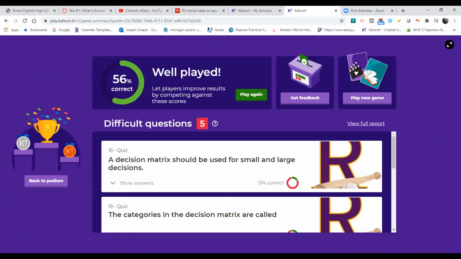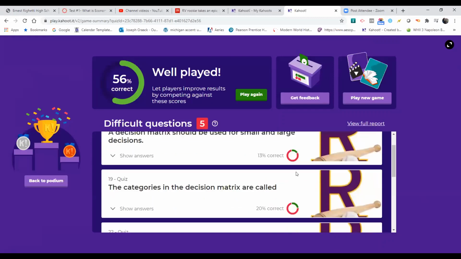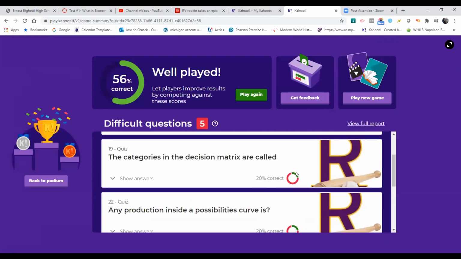On question 16, I'm going to just go over this. And as I said, there's a link in Canvas, and you can practice this as many times as you want. These 25 questions will be part of the 40 that are on your unit test. A decision matrix should be used for large decisions, right? Decisions that are large or a large percentage of your income. We had just talked about that briefly today, so I wouldn't worry too much about that.